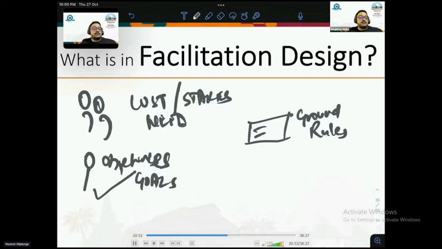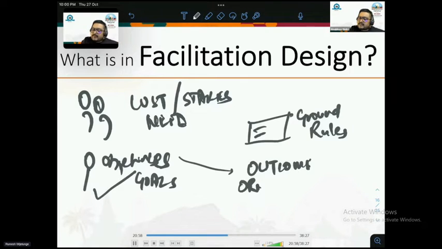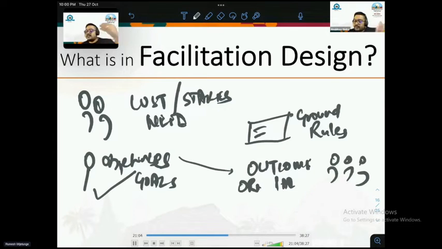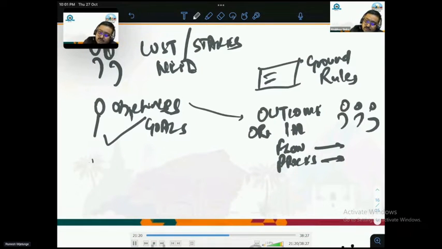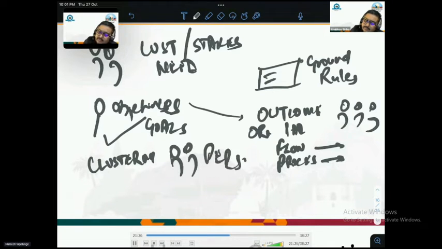Then it is about outcome-oriented participation. How we are going to participate, who is going to participate, what is the flow, what is the process, how much time, is it a single show, is it a longer duration, is it multiple shows, those kinds of things. And lastly, you should know to do the clustering and persona mapping, using the concepts of homogeneous and heterogeneous.